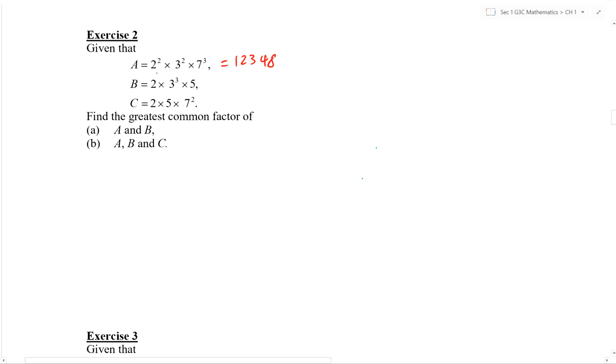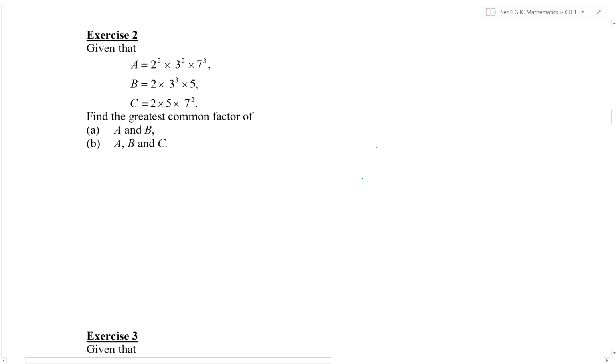Okay? This is in index notation. It is a very useful way of writing things. Don't go and evaluate. This is called evaluating. You press calculator, you get a number. It is useless. We don't need this information. Okay? B, likewise, is expressed in terms of index notation, and so is C.